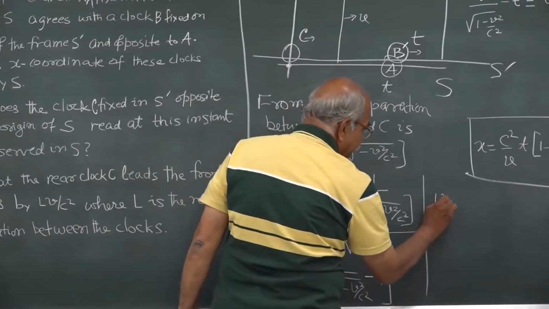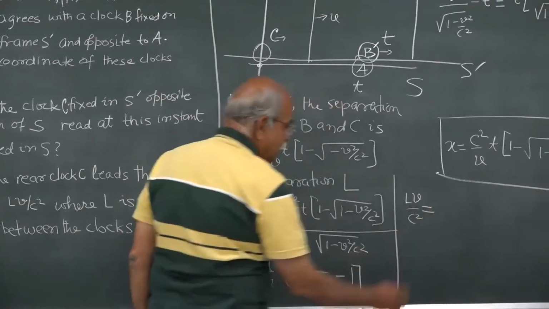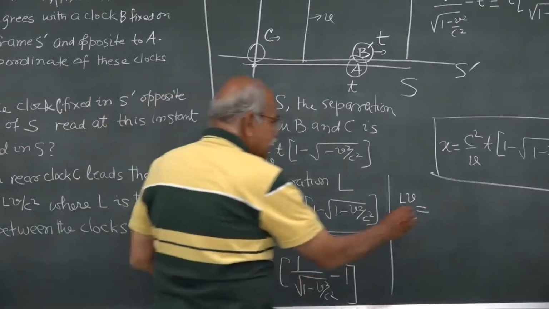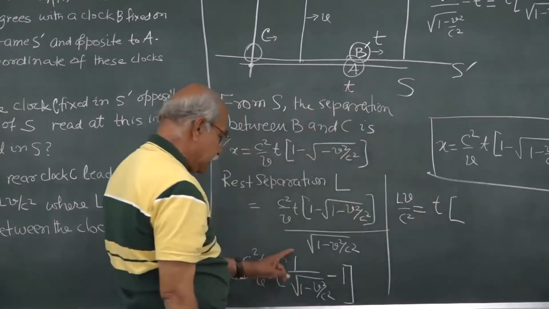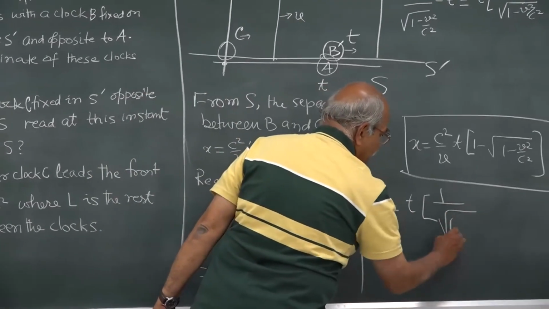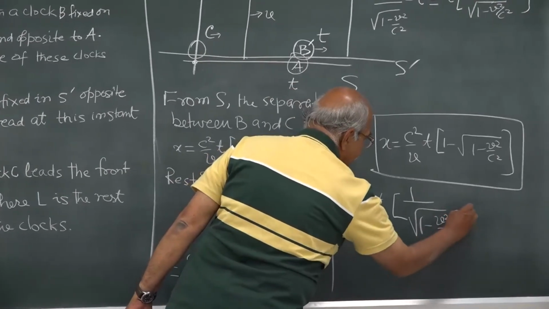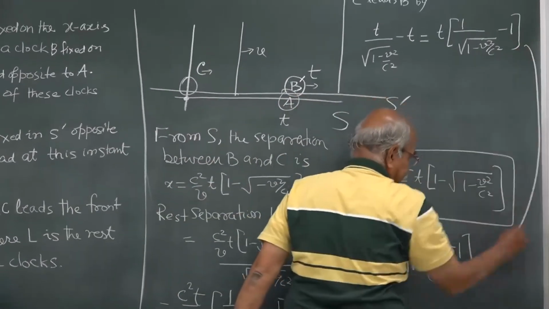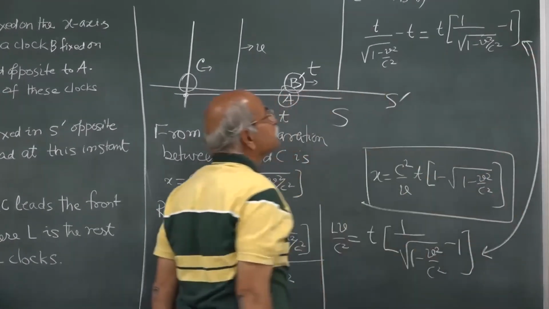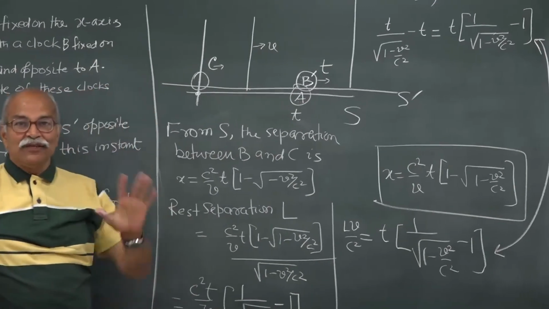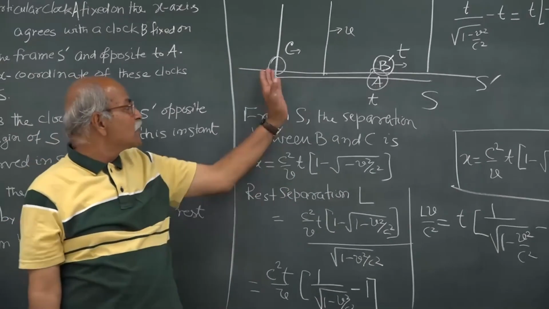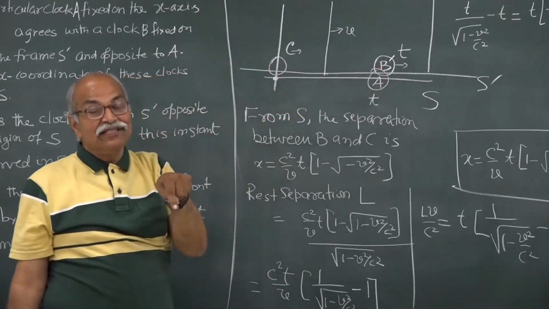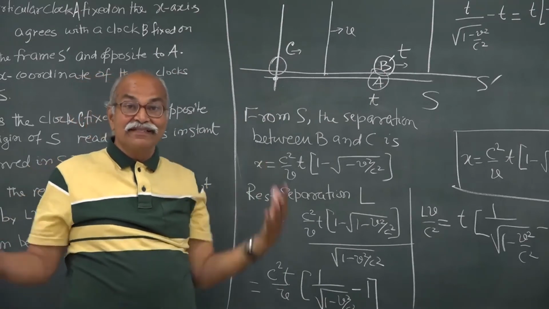So, L v by c square is equal to v by c square. So, this cancels out and you are left with t, and then 1 divided by square root of 1 minus v square by c square, and minus 1, and that is the same as this. Okay, so everything is consistent. This rear clock leads the front clock by L v by c square, where L is the rest separation.